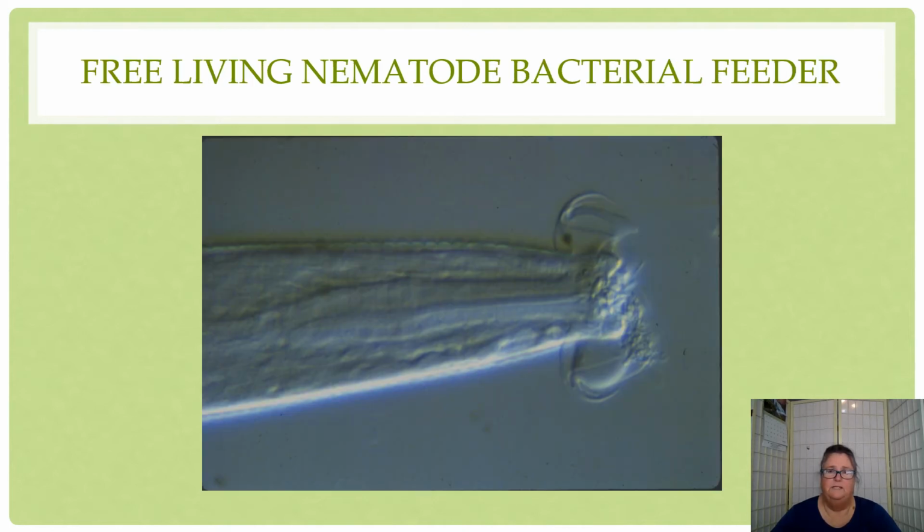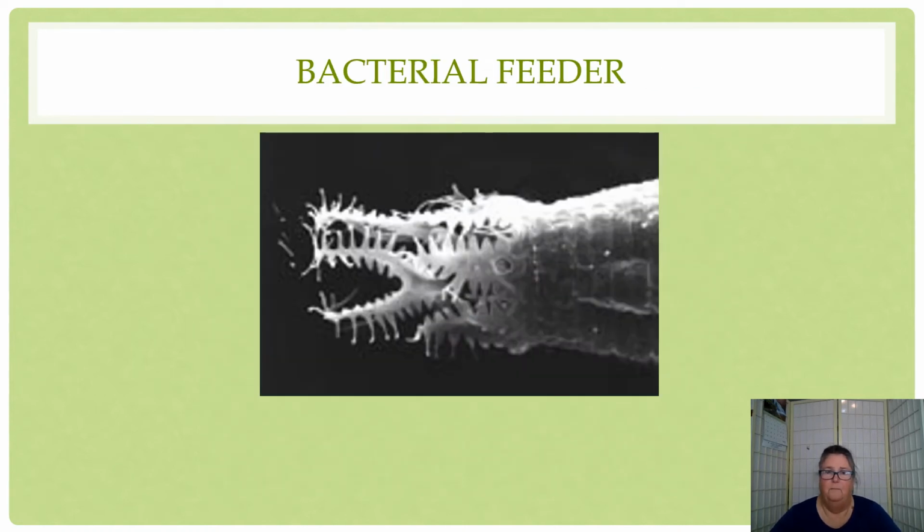Now, this is a different kind of nematode. This is going to eat bacteria in the soil. So we consider this beneficial, and you can see that the mouthpiece here is very different. It has a feathery kind of mouthpiece that pulls the bacteria into the esophagus of the nematode. Here we go. There's another bacterial feeder. This is taken with a scanning electron micrograph, and that's how we get really cool images.